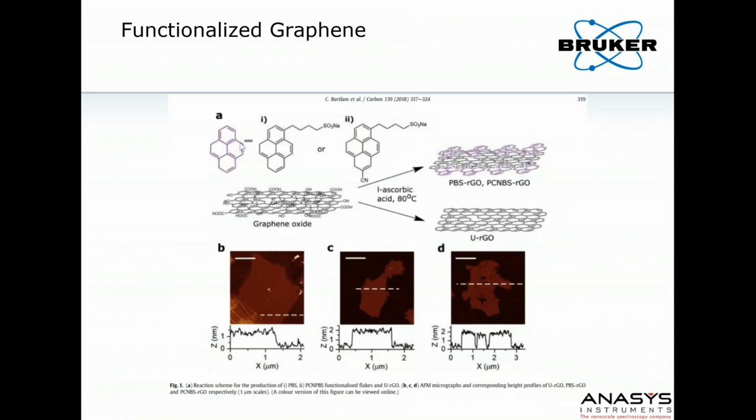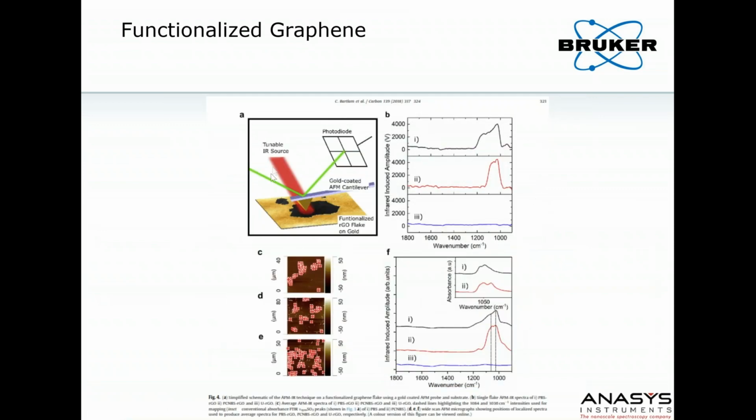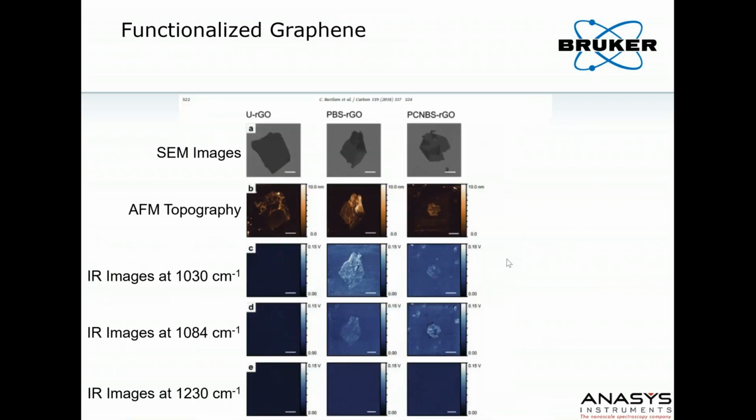These are two different functionalized graphenes that they made. The regular graphene, the URGO, has no functionalization at all. Then they have two different functionalized forms that are only slightly structurally different, the PBS RGO and the PC-NBS RGO versions. They used AFM-IR, and when they looked at the unfunctionalized graphene, it's flat, they don't see anything, but they get spectra when the material is functionalized, and they can collect IR spectra from different locations on the sample and get information about the functionalization of the graphene.